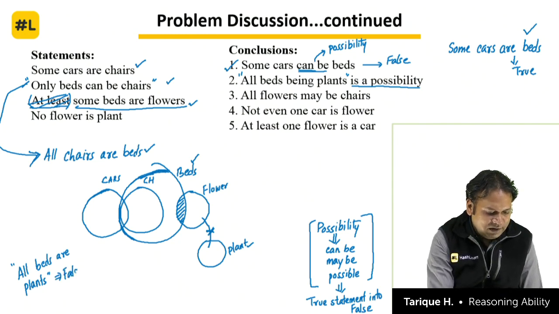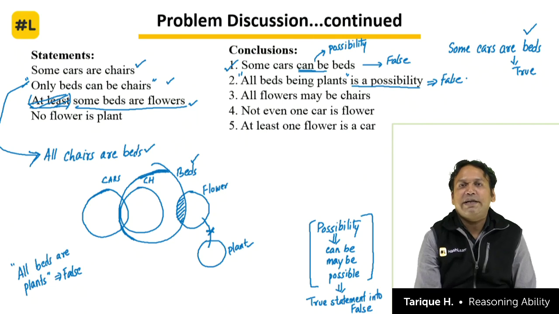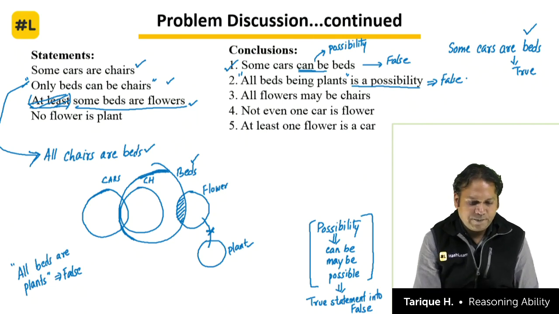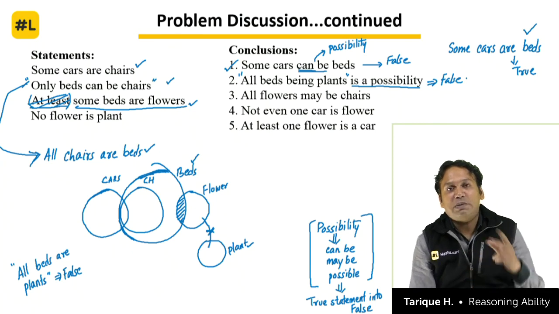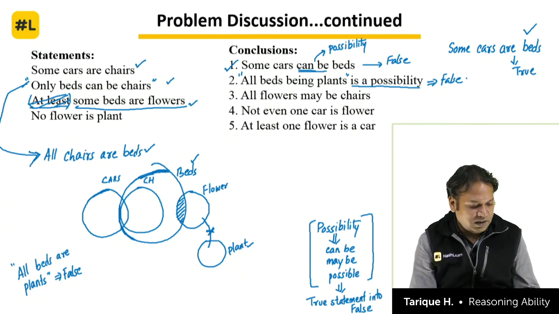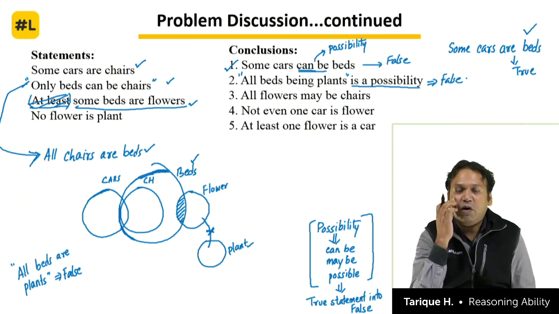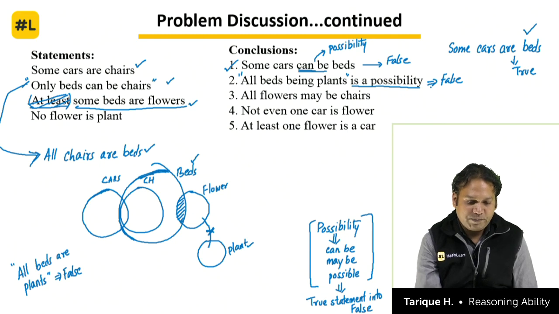A possibility will not make a false statement true, it will remain false itself. Don't worry about possibility. A possibility cannot convert a false into true. So first statement is false because it was true, and a possibility converted a true statement into false. The second statement is false because it's not possible, right? All beds are plants is not possible, so there is no need to worry about this word possibility.